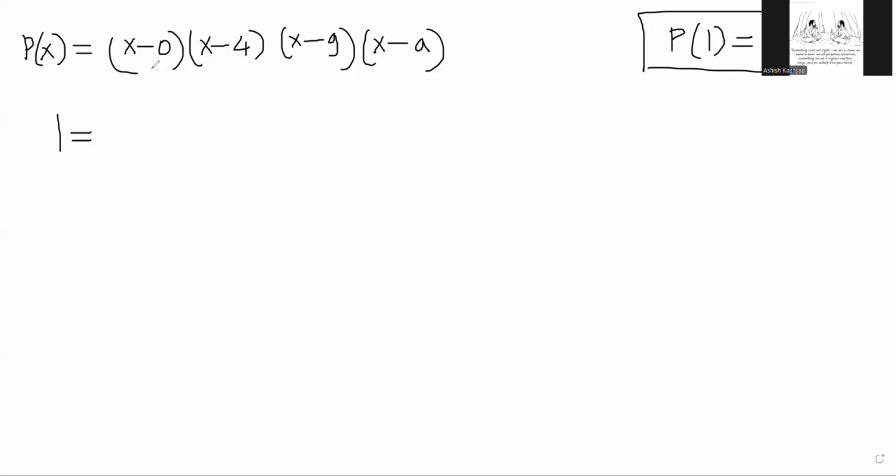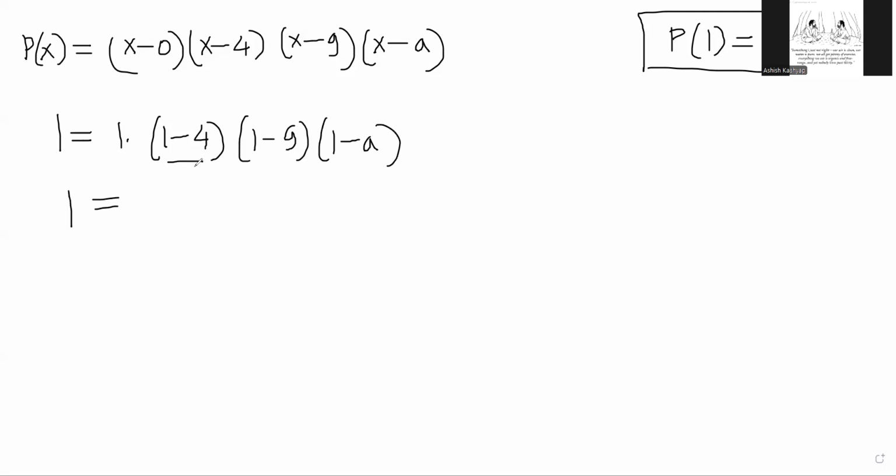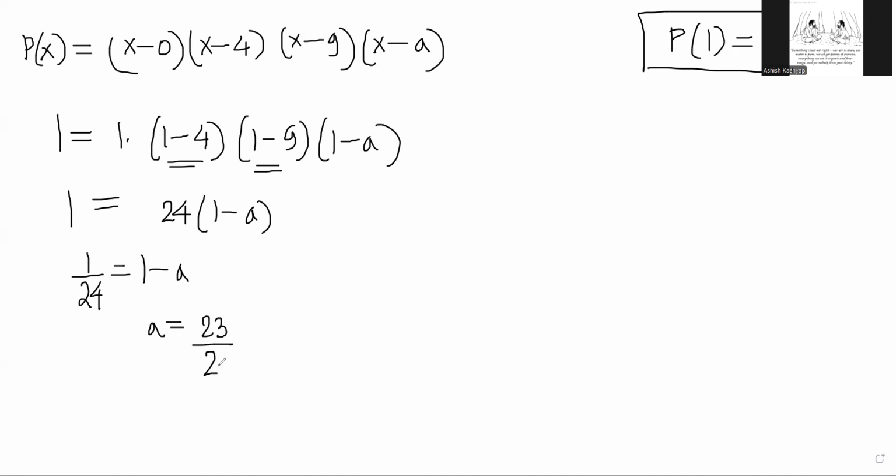So 1 is equal to, when I put 1 in this, I get 1, 1 minus 4, 1 minus 9, 1 minus a. And I will get 1 is equal to minus 3 minus 8. This becomes 24, 1 minus a. So you get 1 by 24 is 1 minus a. So a is equal to 1 minus 1 by 24, right? So 23 by 24, right?